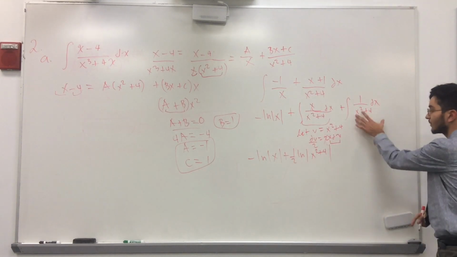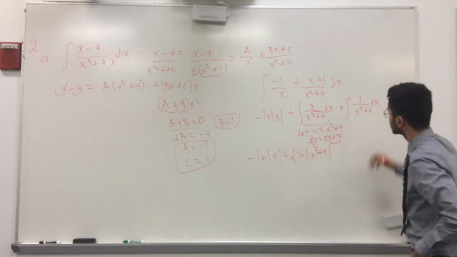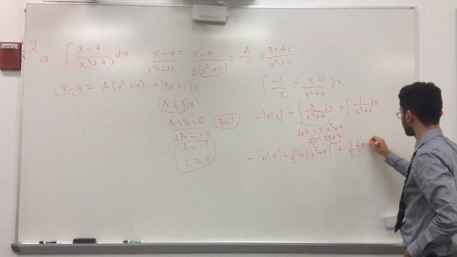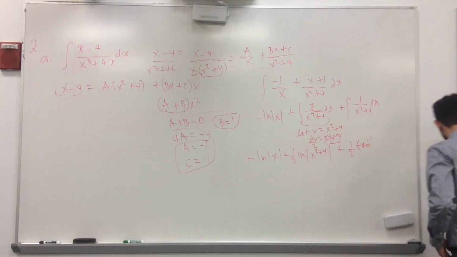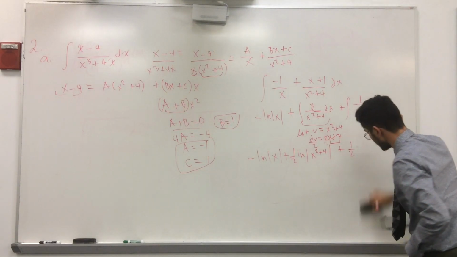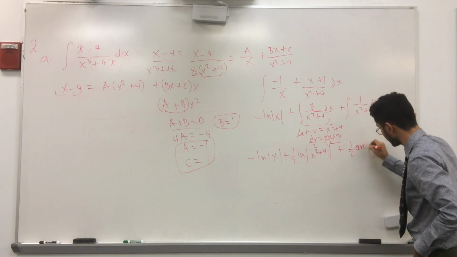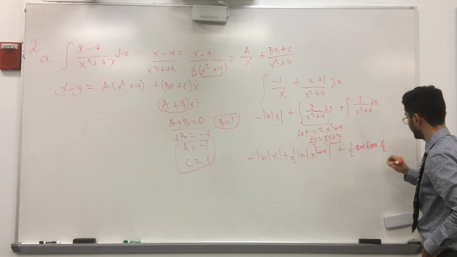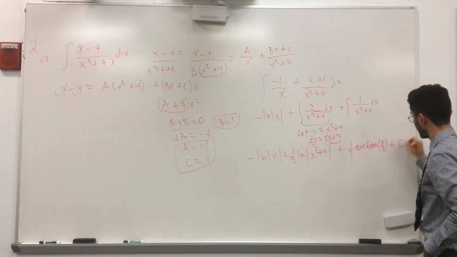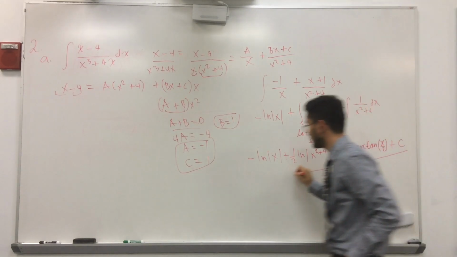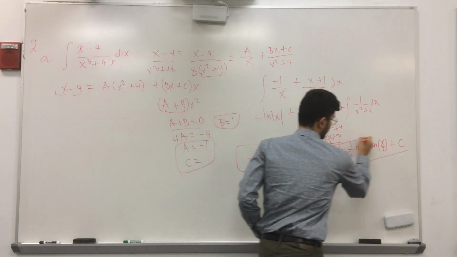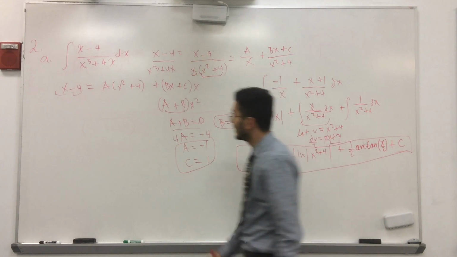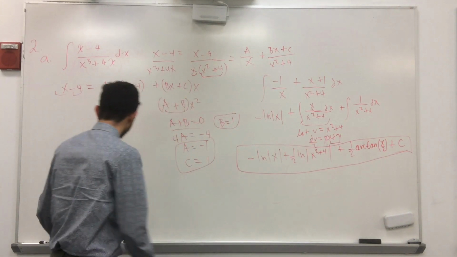And then this integral over here is a basic integral. This is nothing but 1/2 arctangent of x divided by 2, all of this added with c. So this is going to be the value of this indefinite integral. And of course, don't forget plus c because you might get points off. All right, so that was a breeze. Now let's do part B.